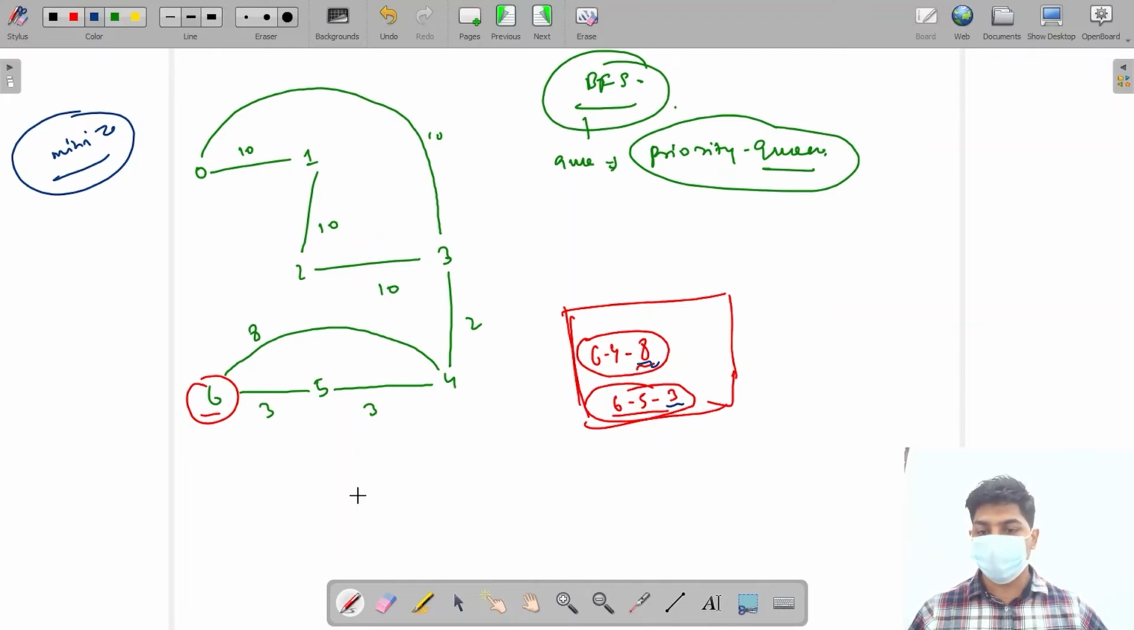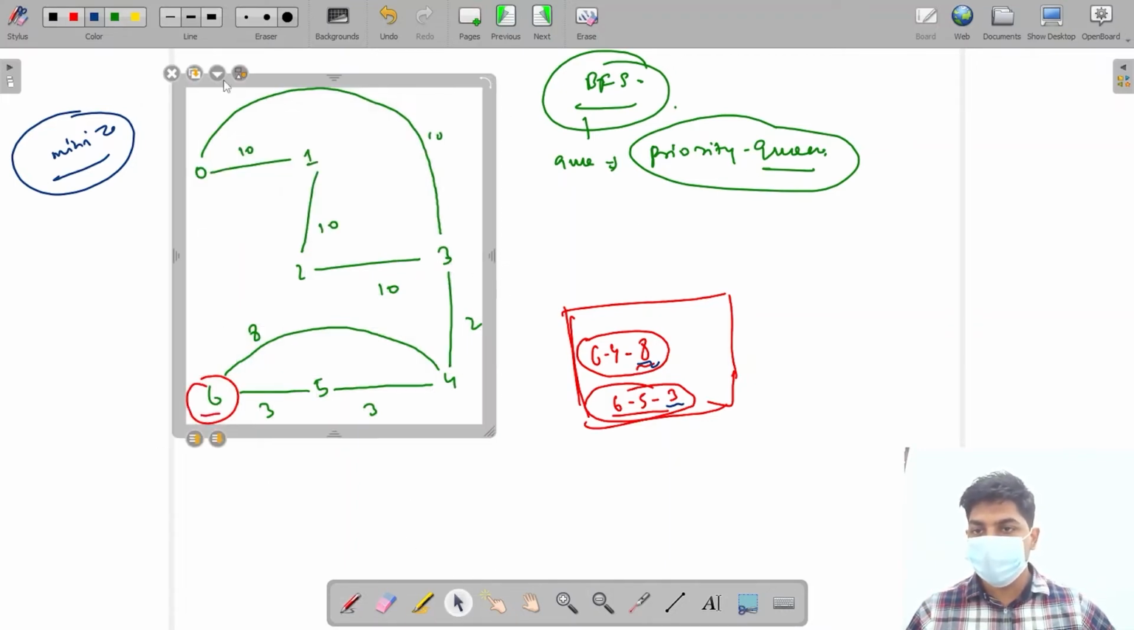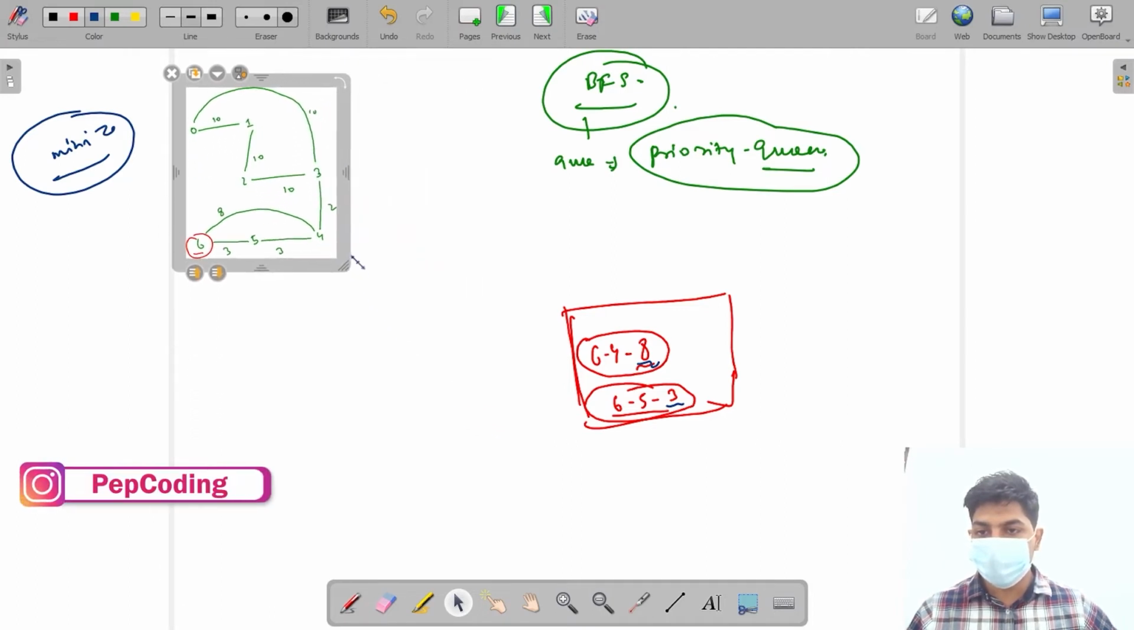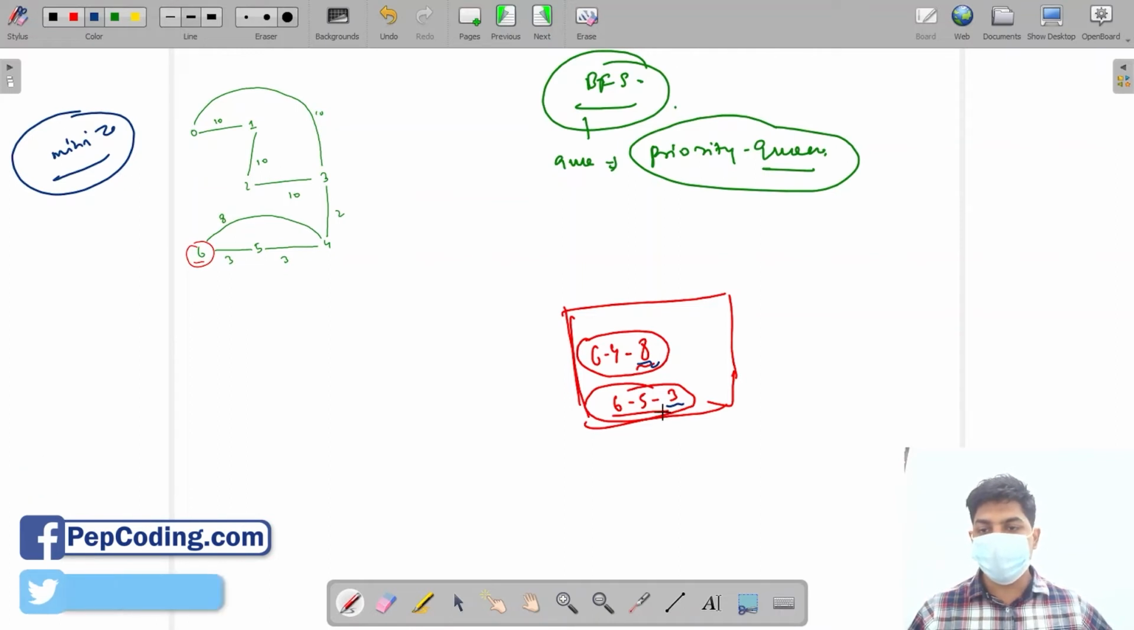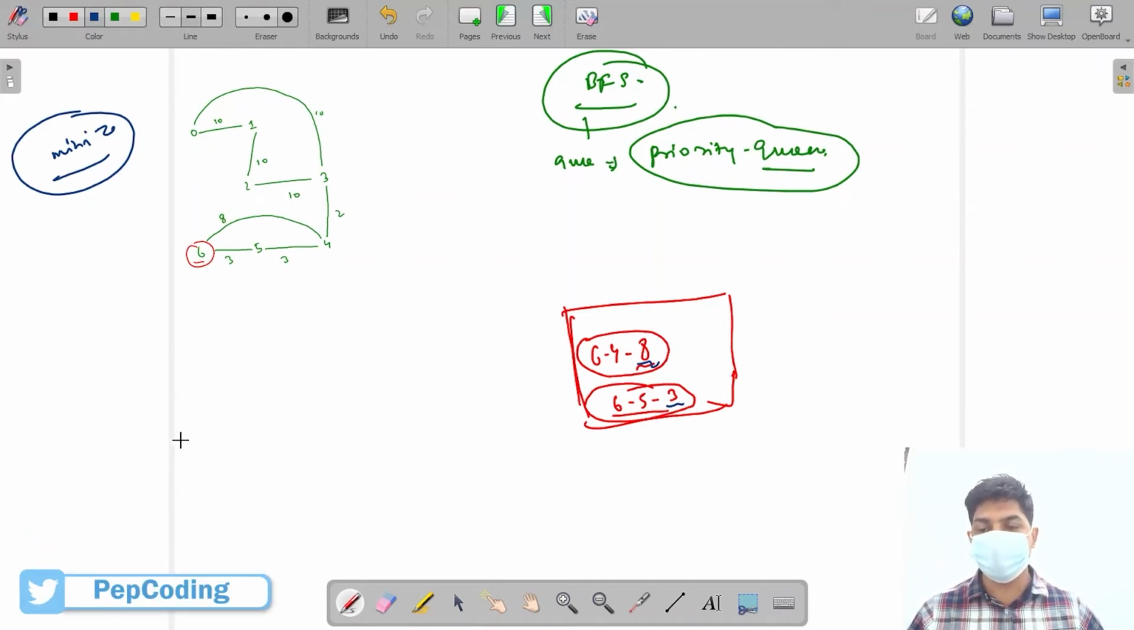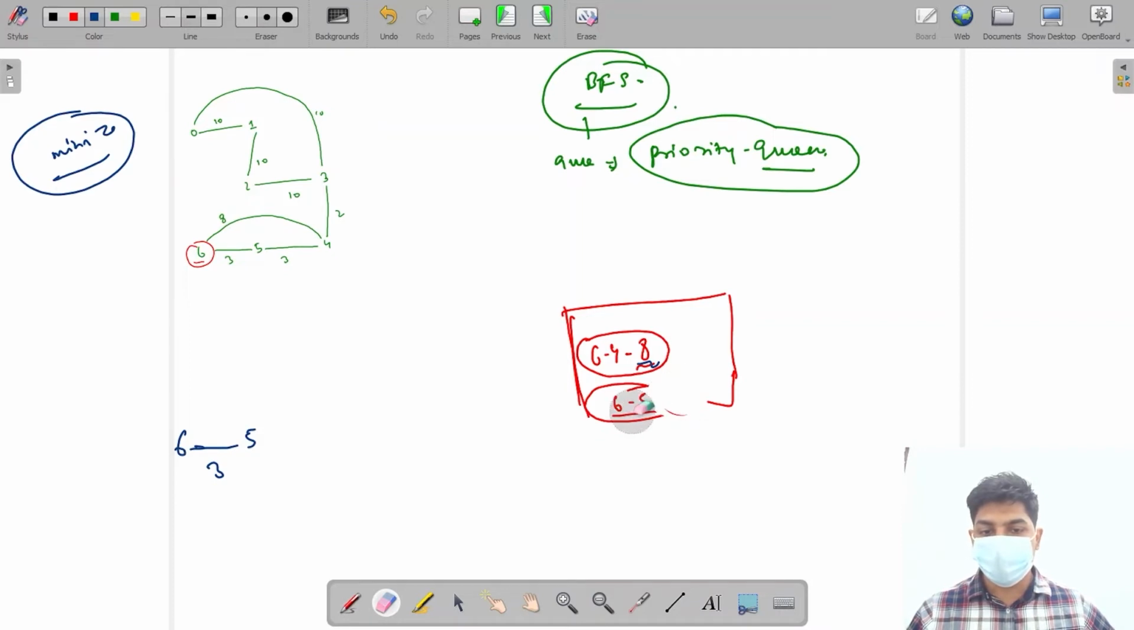Let me do one thing, give me a second. Yeah, this is visible. So I will consider this particular road first. In the remaking process, I will first make the road 6 to 5 via the cost 3. Now let's remove this one.